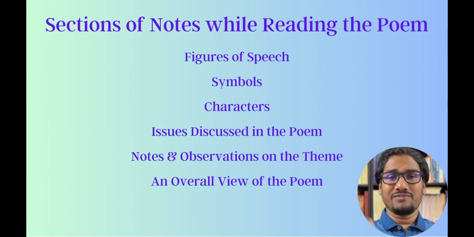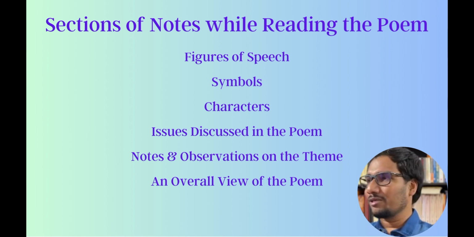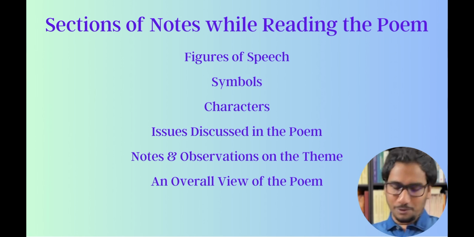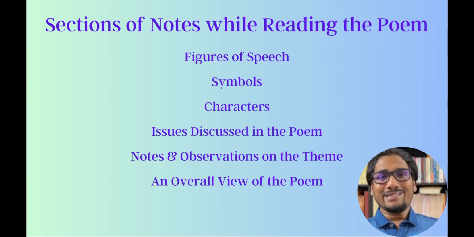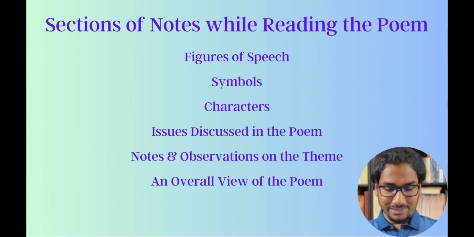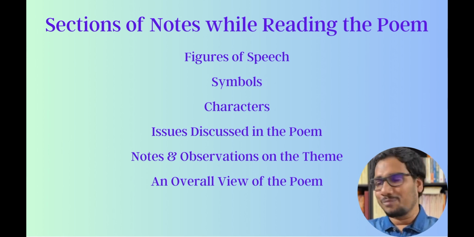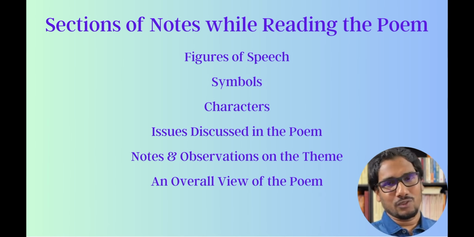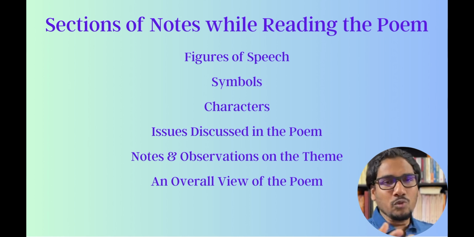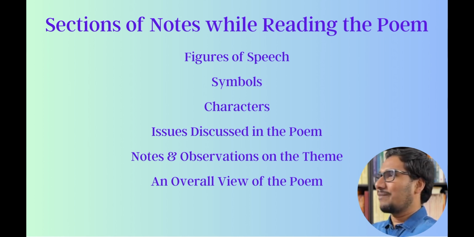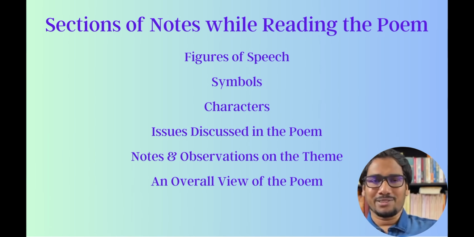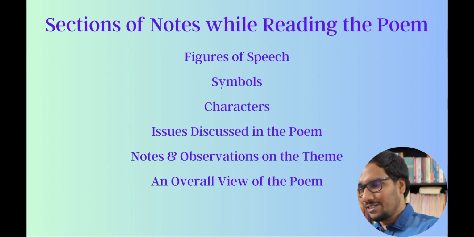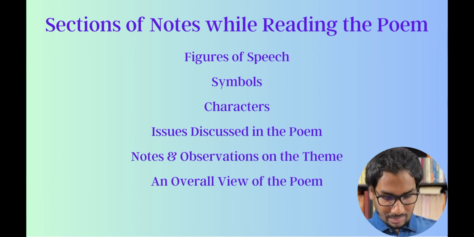The first one is figures of speech. Now, you all must understand how many figures of speech are predominantly used in the works of poetry. Second is symbols. Third is characters. How many characters appear in the poem? Who is the narrator? Who might be the character? What is the mood of the narrator? What are the appearances and nature of the characters as they appear in the poem? There are many things that we'll discuss later.